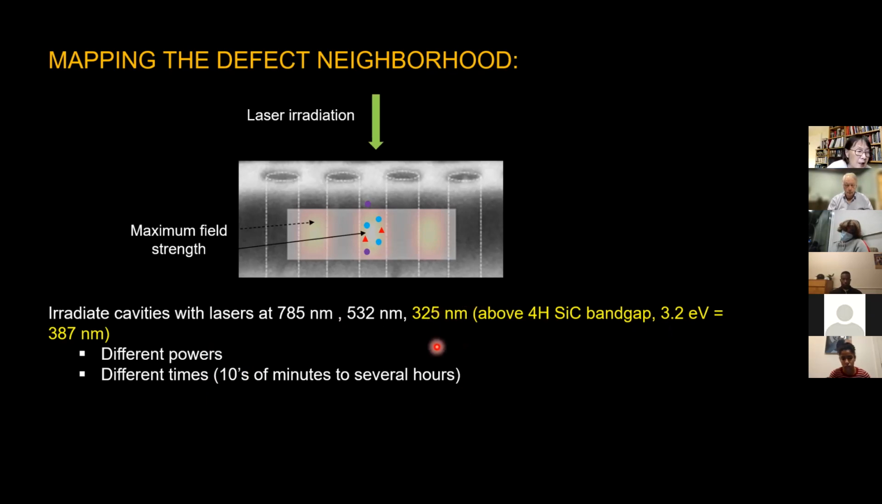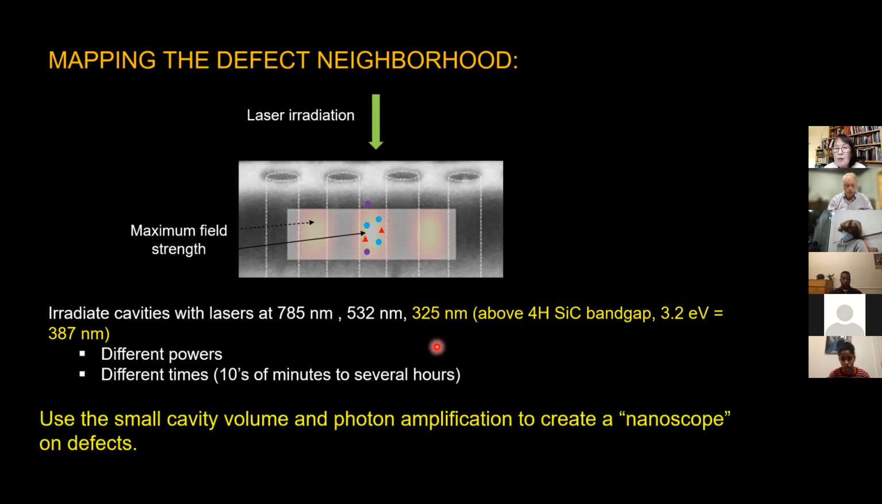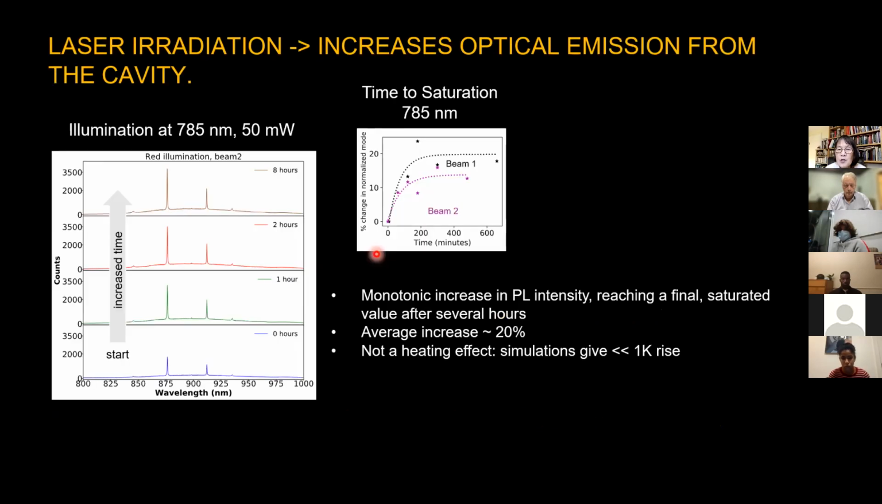So here's the premise. I'm just going to see what happens when I try different laser wavelengths, that's different energies in the photons, for different amounts of time. And I'm going to use the small cavity volume and the photon amplification it gives to create a kind of nanoscope to tell me what's going on. So here's what Mina saw.